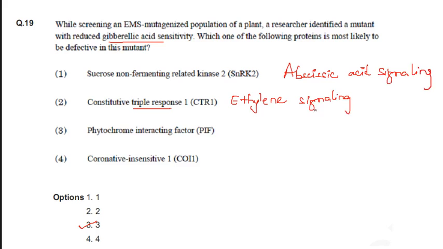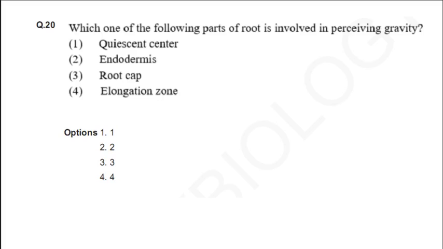Okay, now Coronatine Insensitive 1 is required in jasmonic acid signaling. These kinds of proteins we find in these signals. Okay, so coming to the next question, which is also very easy.